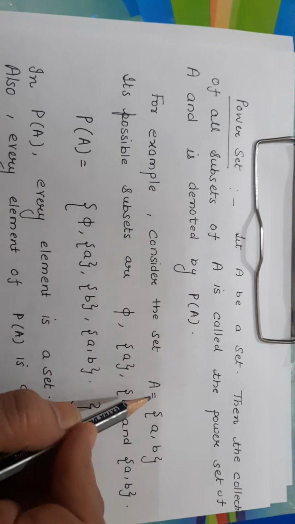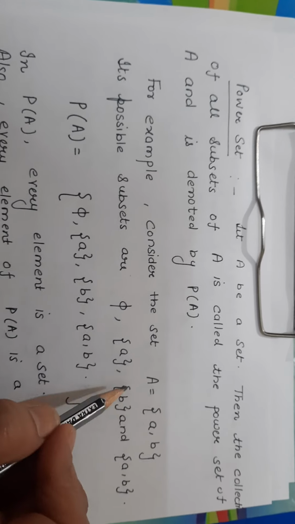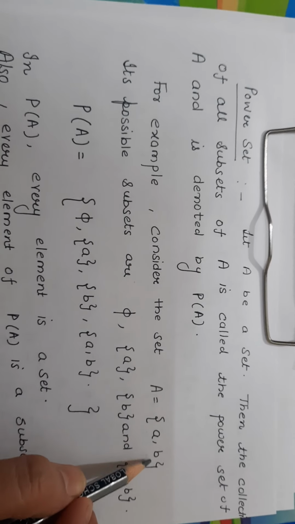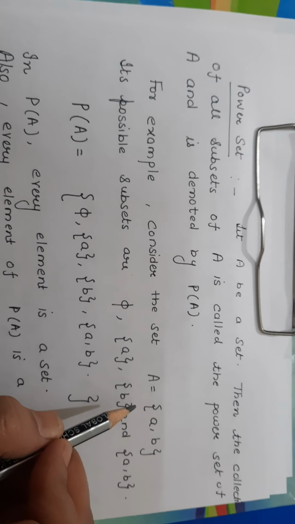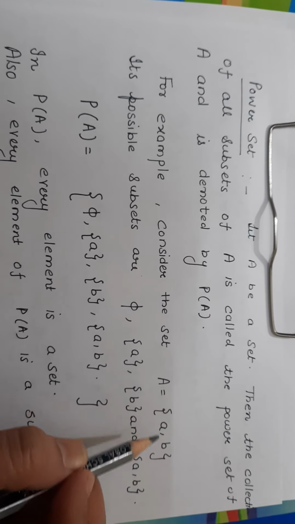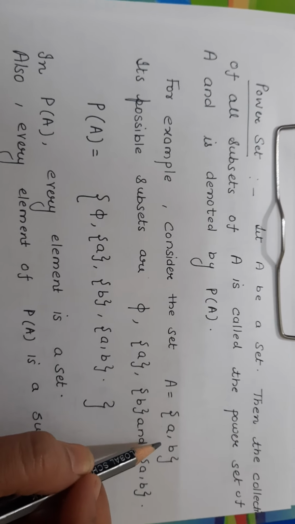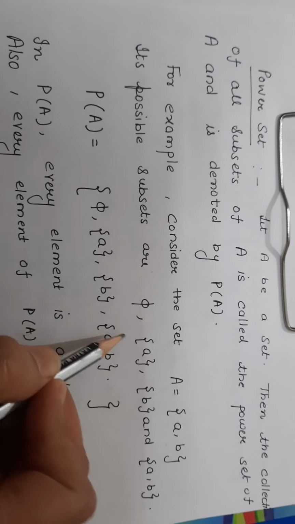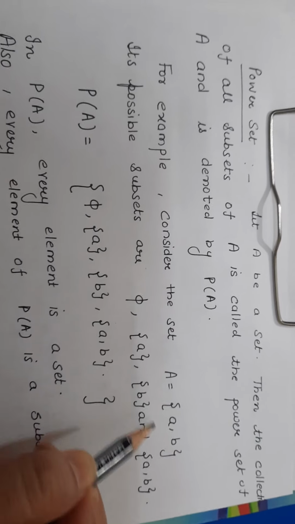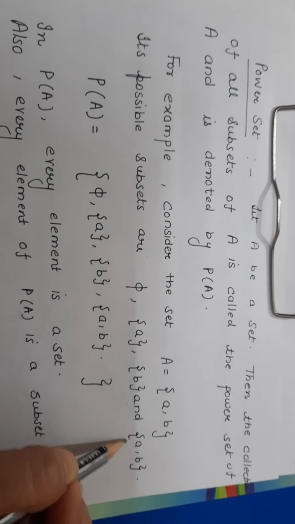For example, if the set A is {a, b}, that means set A contains two elements a and b. Now you have to write its power set. So for writing the power set, first we write all its subsets. We know that it contains two elements, so it will have 2 raised to the power 2, that means 4 subsets. First subset is phi. Next singleton set {a}. Next singleton set {b}. And then A itself, {a, b}.